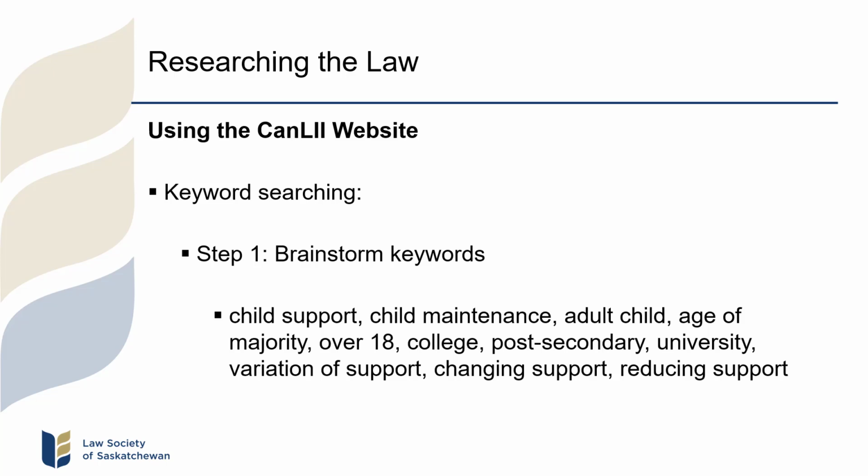So the first step to creating a keyword search for this scenario is to brainstorm for keywords. And here is what I have just by picking out the key ideas directly from this scenario. Child support, child maintenance, adult child, age of majority, over 18, college, post-secondary, university, variation of support, changing support, reducing support.